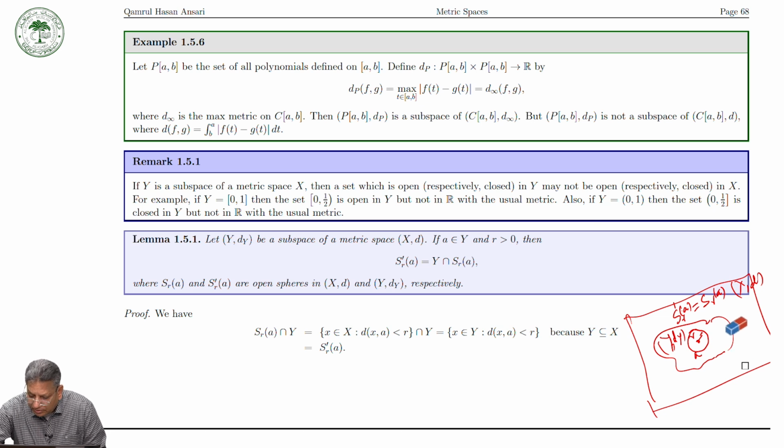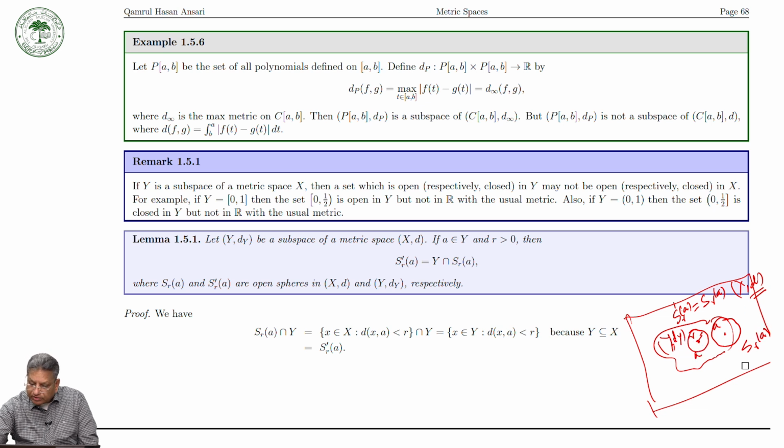But suppose you have a point here, this is your point A. Now you have a ball, this is your ball S(r, A). That is to say, this is the open ball with center at A and radius r with respect to the metric d. Now, what would be the open ball with respect to the metric dY in Y?